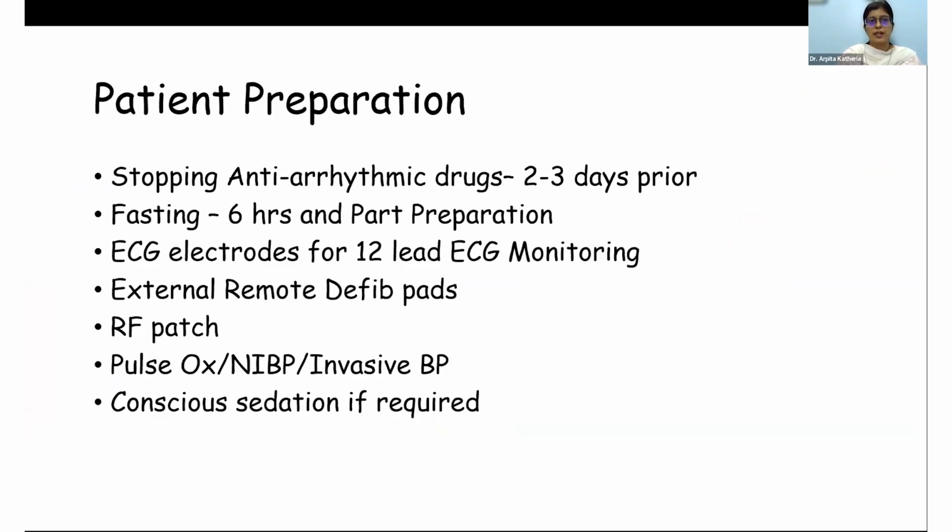So before starting the study, we need to get the patient ready. We need to ideally stop the antiarrhythmic or rate control drugs that the patient is taking at least 2 to 3 days prior to the study. 6 hours of fasting is usually recommended. Hair preparation is required. A 12-lead ECG is to be attached for monitoring. External defib pads in certain cases, RF patch, pulse oximetry for vital monitoring, and IVP or invasive BP as required, and conscious sedation in certain patients, especially children.